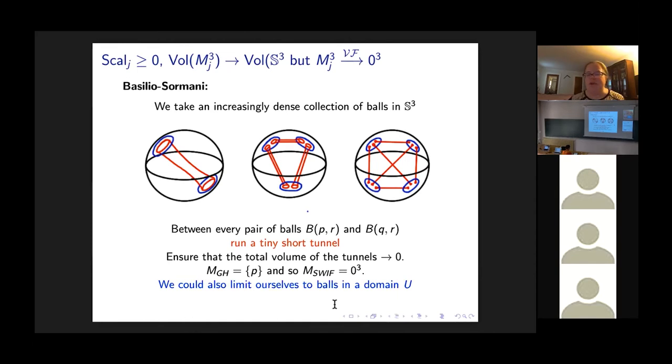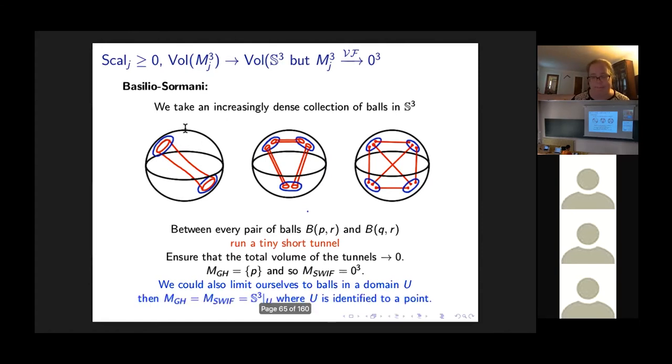We could also just limit ourselves to balls in a domain U so that we only make a single domain get squished to a point. So then the Gromov-Hausdorff limit will be S3 modulo U, where U is an open set in S3 that's just identified to a single point. And so we consider this pulling a whole region to a point.